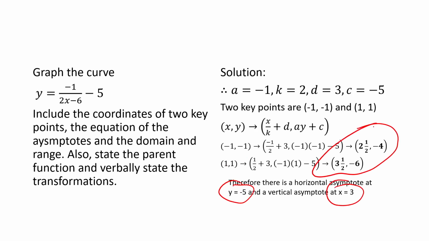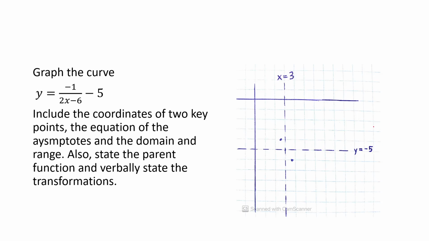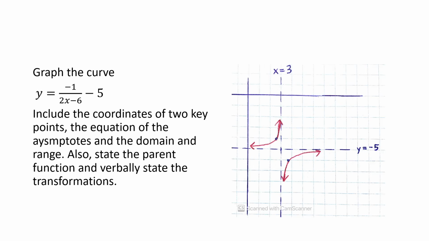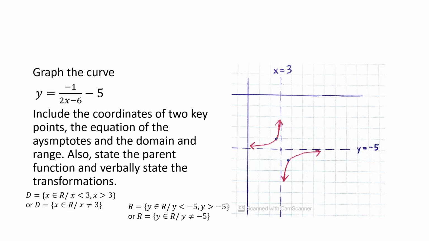Two asymptotes, two key points. We plot them. Now what we want to do next is treat asymptotes like asymptotes, and our curve ultimately ends up looking like that. And we're able to say that our domain is the set of all x element of the reals such that x doesn't equal 3, and our range is the set of all y element of the reals such that y doesn't equal -5.